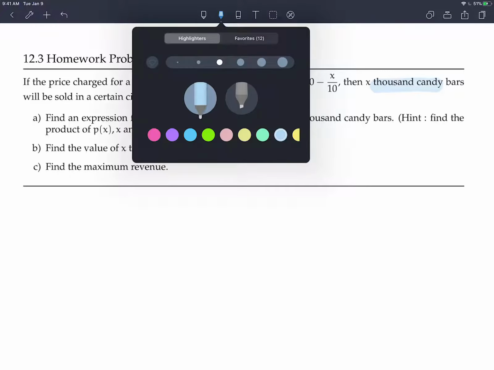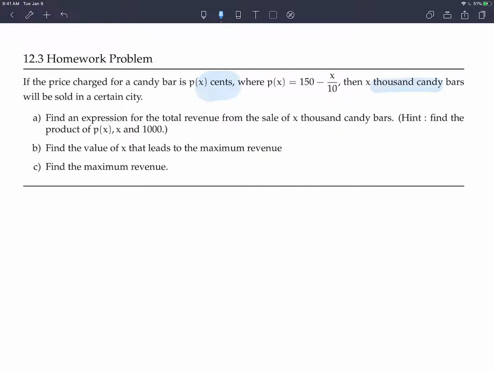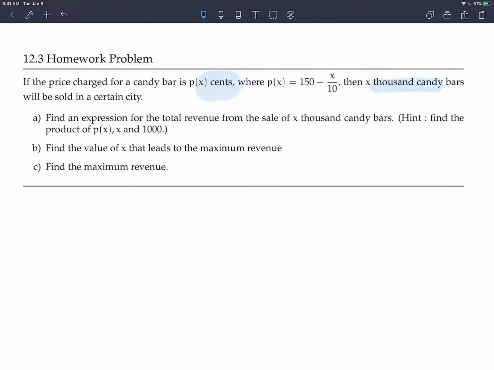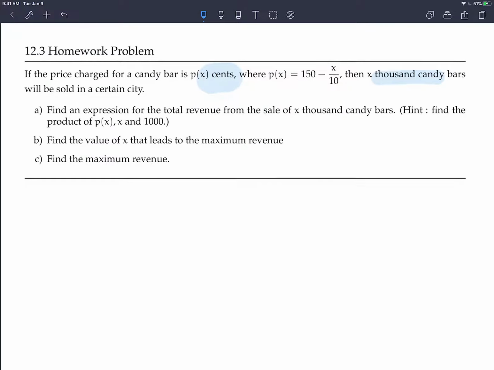The first part asks us to find an expression for the revenue. We don't have the revenue, we're given the price. So for part A, we need to solve for the revenue. Remember, revenue is quantity times price. The quantity is x, and then the price is p of x.